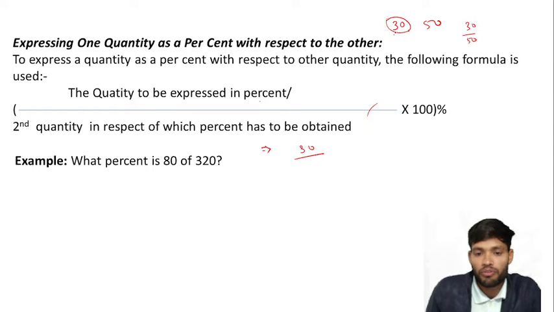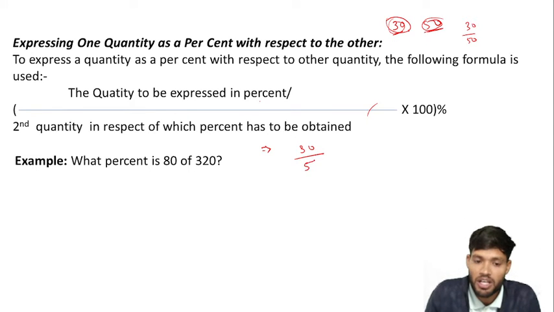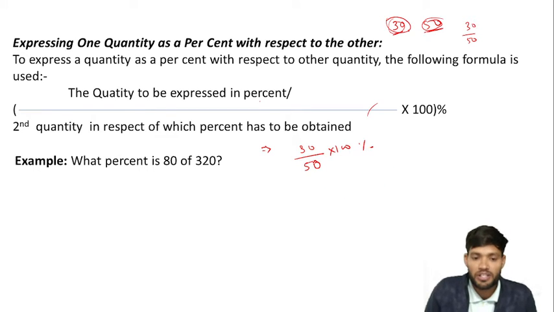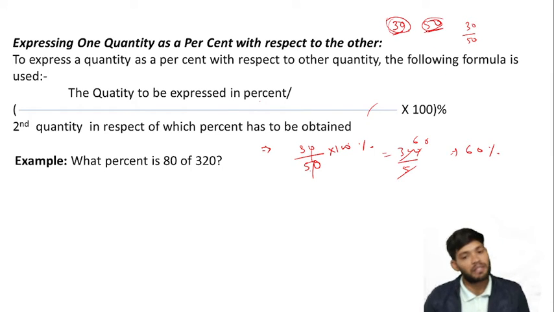Now we consider 30 out of 50. We find out the percentage of 30 with respect to 50, that means 30 upon 50 into 100. Cancel the zeros, then 3 by 5, that means 300 by 5, which is 60. That means 60%. So 30 out of 50 is 60%. Is it clear?